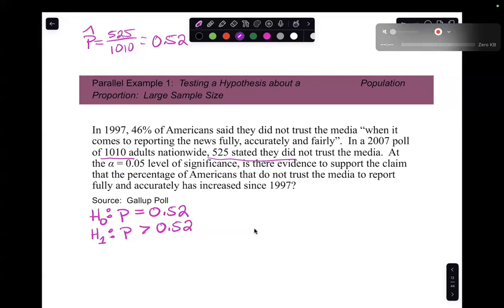Okay, so it does not say that it is a simple random sample. I'm going to write this up at the top because I don't have a lot of room. Assuming random sample.